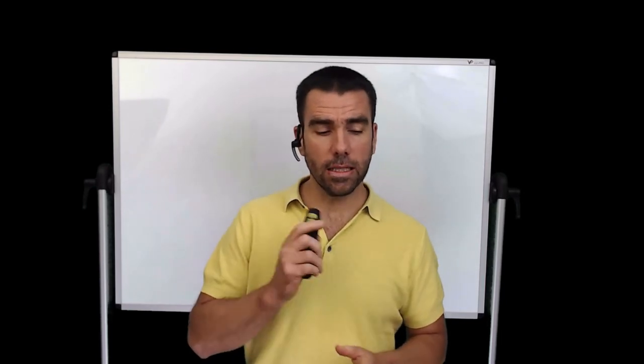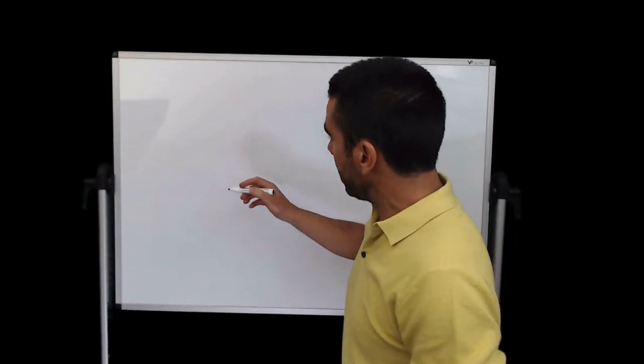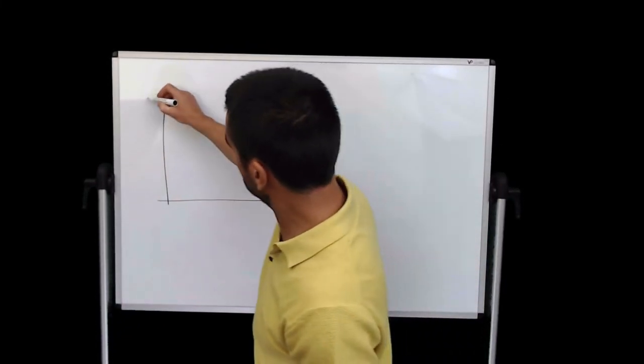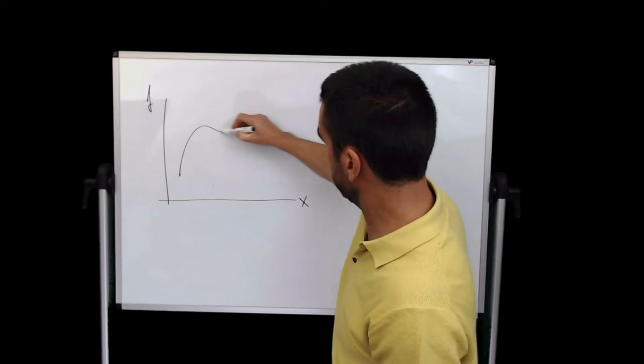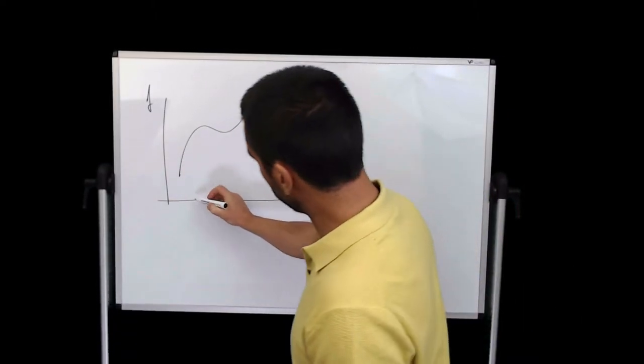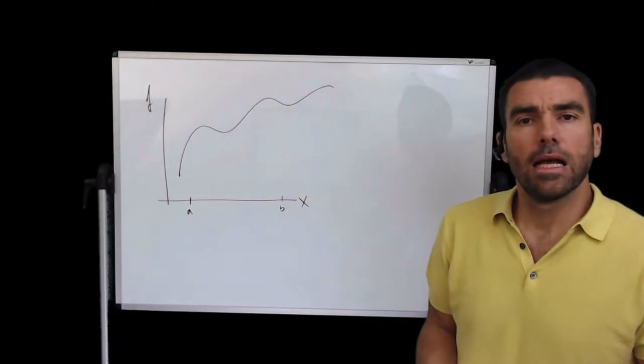Now, let's talk about different approximation frameworks that we can have. Let's suppose that we have a function f of x, something like that, and we want to approximate it between two points, A and B.